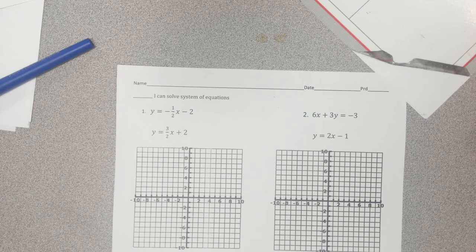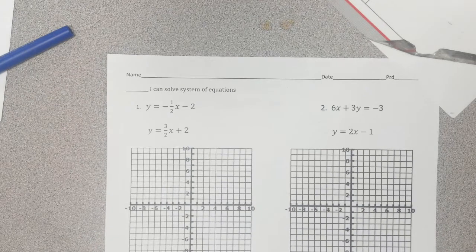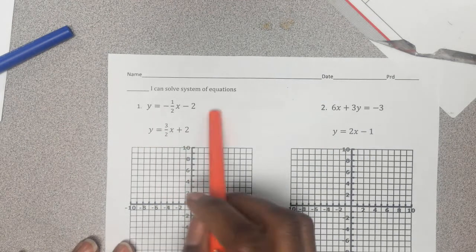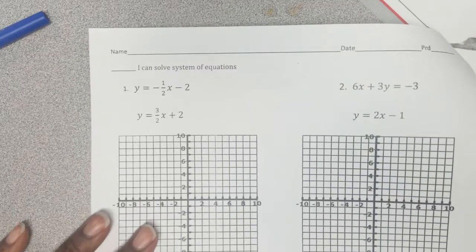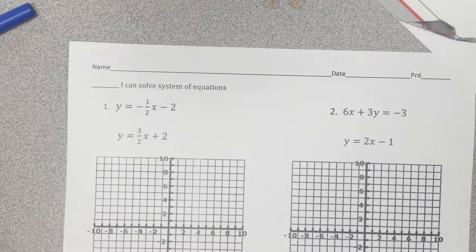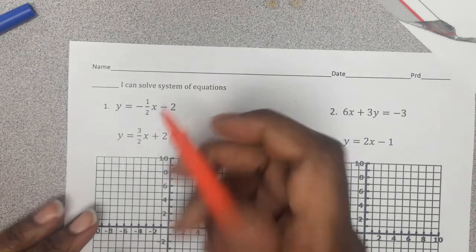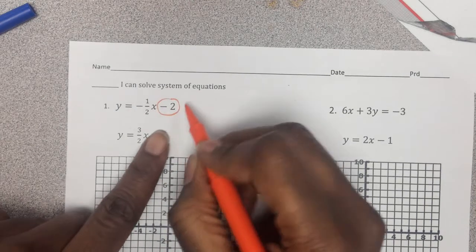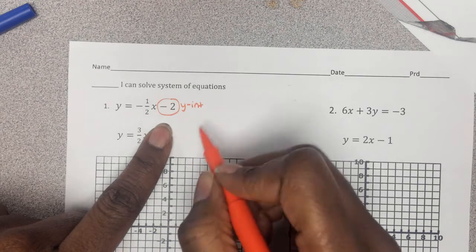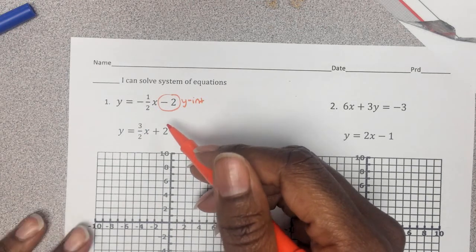The first one should be pretty easy because it's already in slope-intercept form, okay? Remember, one of the key things to look at, when the y is all by itself, one of the first things to graph is the y-intercept, because that's the point you start at.